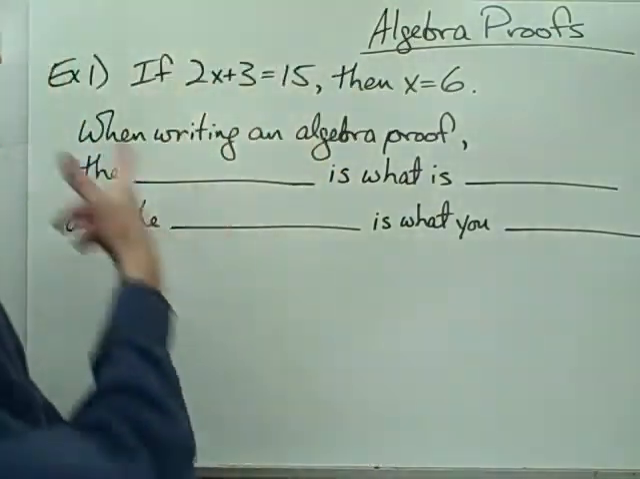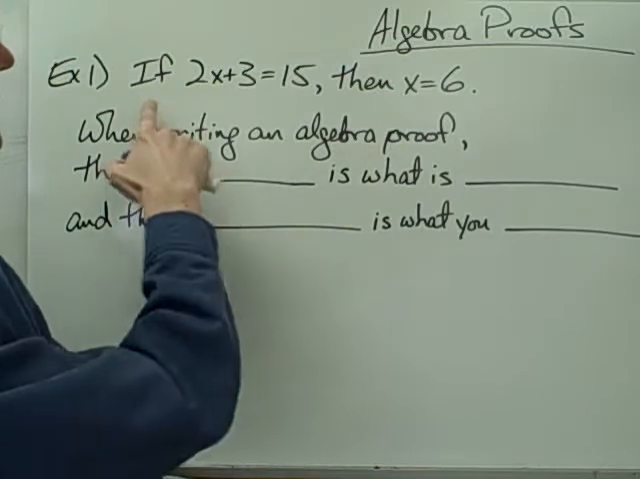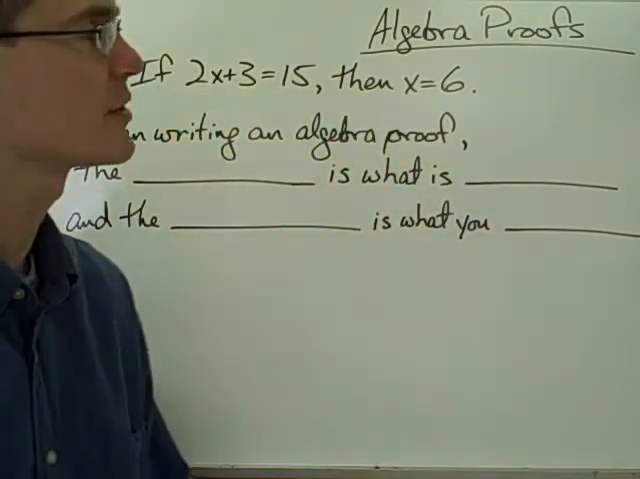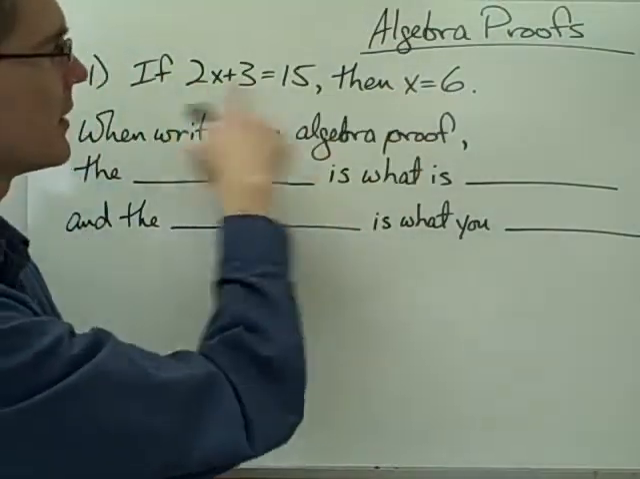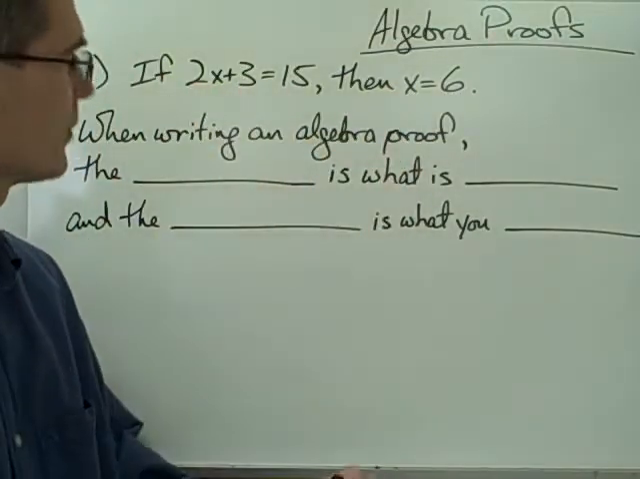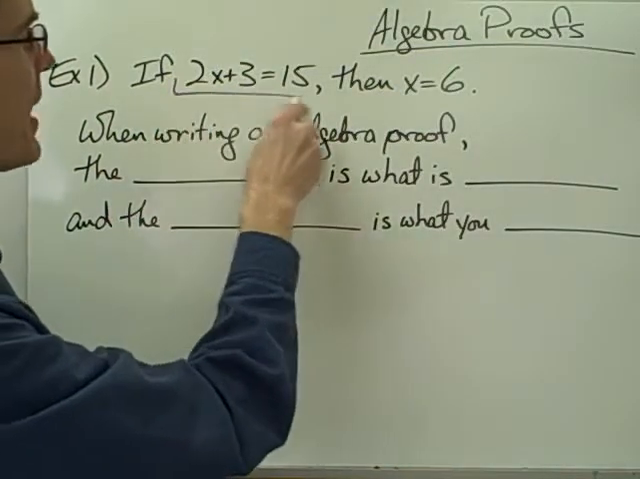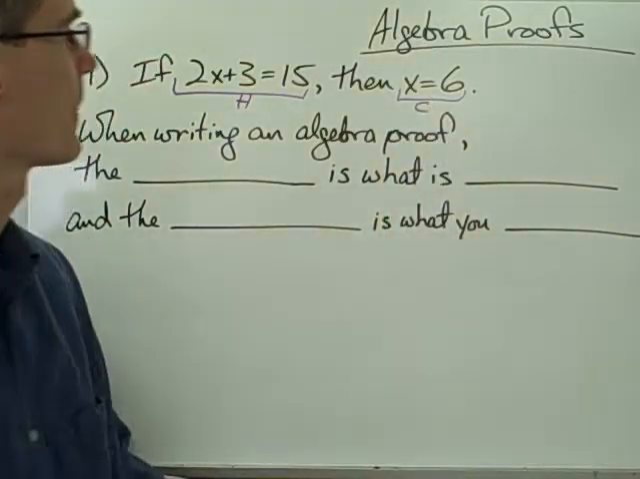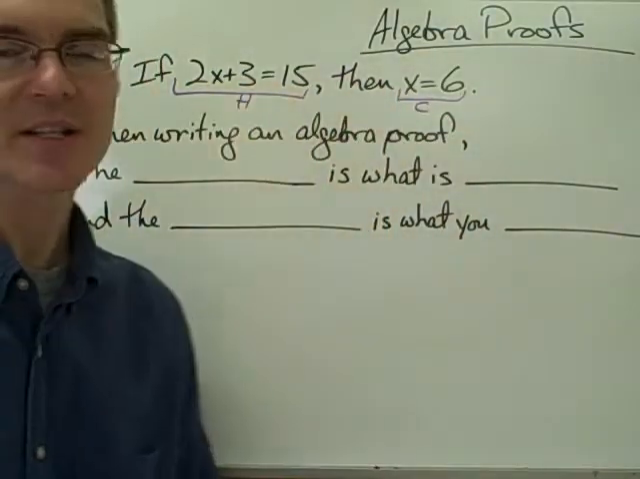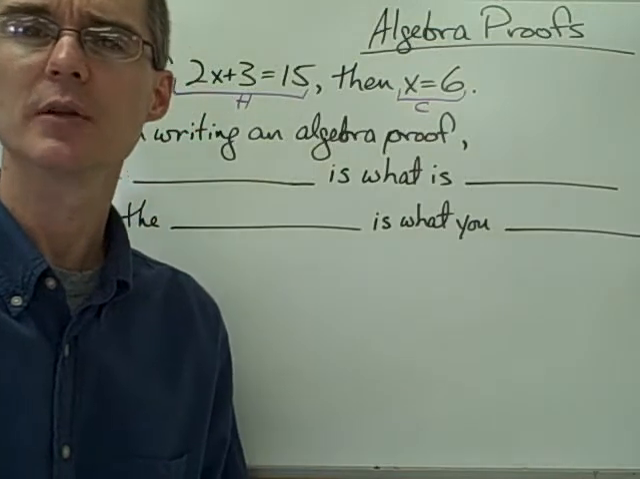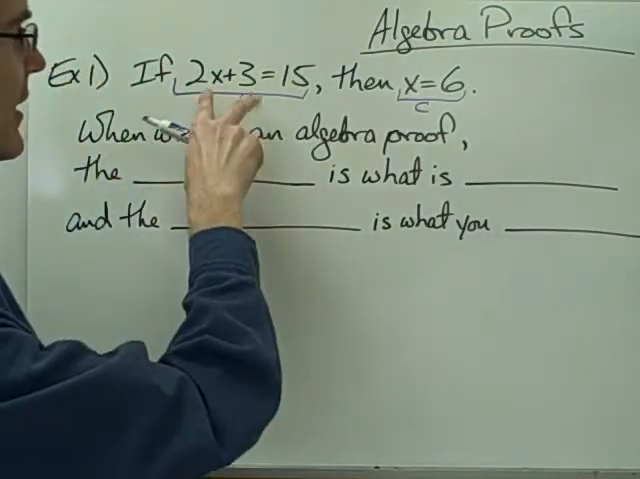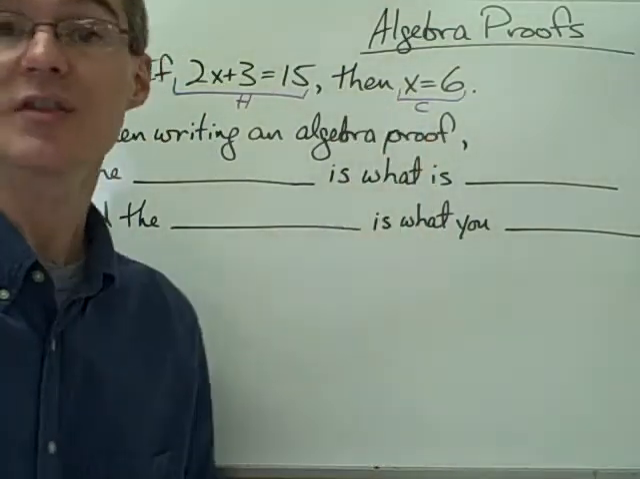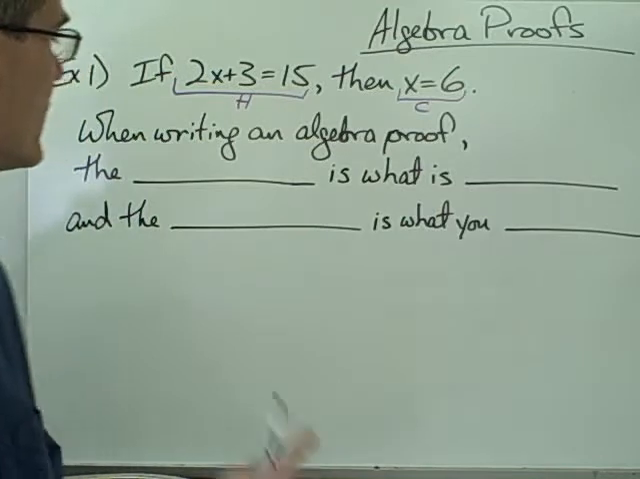So take a look at example number 1. We have this conditional statement: if 2x plus 3 equals 15, then x equals 6. So this is a conditional statement. It's an if-then form, and I can label my hypothesis and my conclusion here. And this conditional statement is a little bit different than the conditional statements we've been looking at before, because this just looks kind of like the beginning of what we would call an algebraic equation, and this just looks like the solution to the equation, and that's essentially what it is.